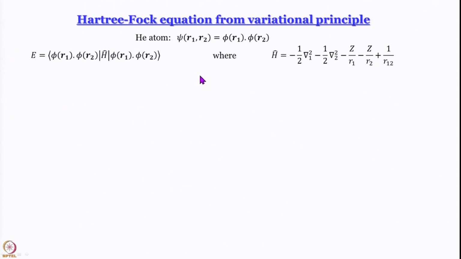What happens when this minus half del 1 square operates on the product phi of r1 phi of r2? Phi of r2 is not a function of r1. So, as far as del 1 square is concerned, it is just a constant. It would come out, and minus half del 1 square would operate on phi r1 to yield the kinetic energy, which would be a constant. It is important to understand that what we have written in bracket notation is really a double integral.